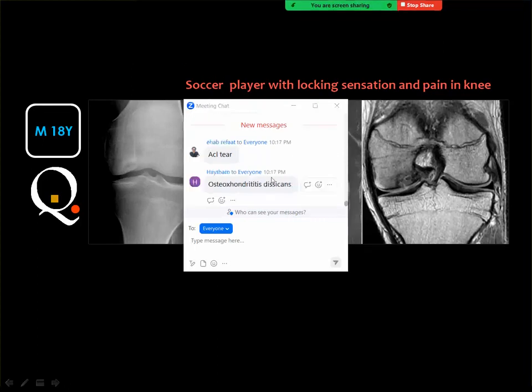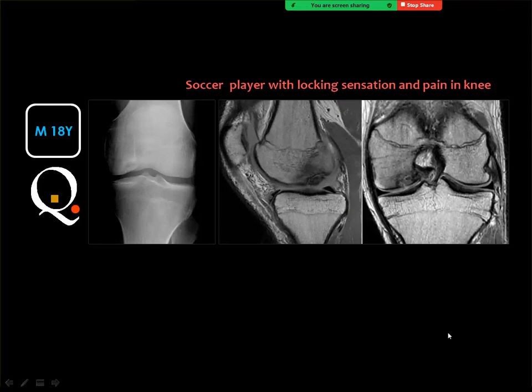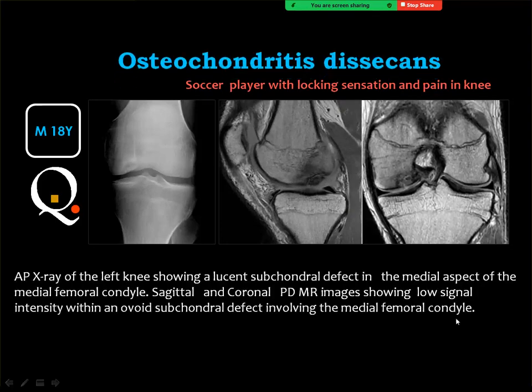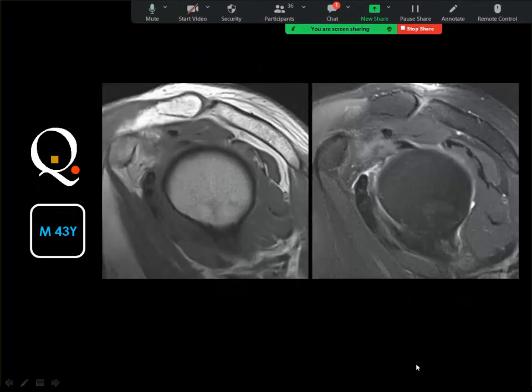Yes, osteochondritis dissecans is the right answer. And here you see the ACL is good, but you can see a separated bone fragment from the femoral condyle, which is hardly seen in the plain film, but can be easily appreciated in the coronal image. This is a classic appearance of osteochondritis dissecans.